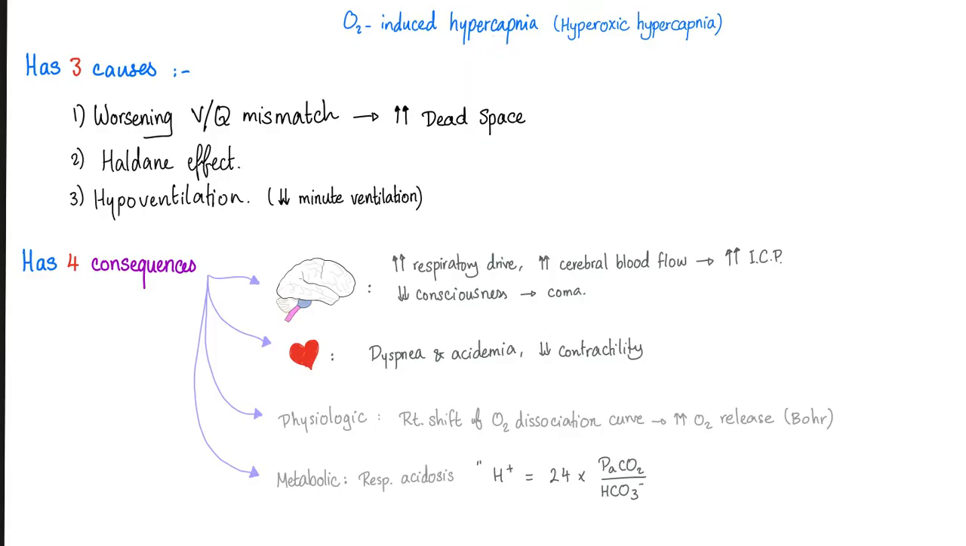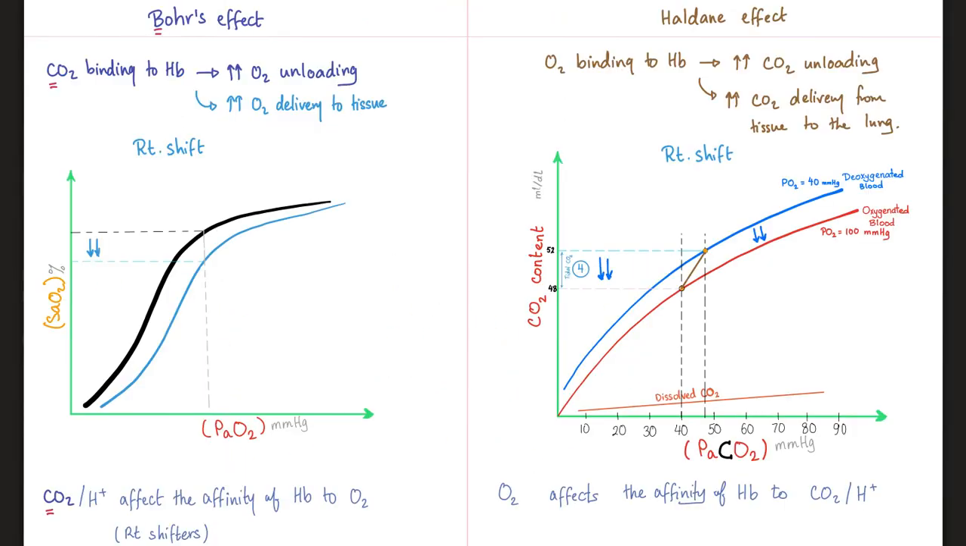Oxygen-induced hypercapnia has 3 main causes and 4 main consequences. I'll leave you to read them, so easy. Let's compare the Bohr effect and the Haldane effect. Definition: Bohr effect, B, so start with a C. When CO2 binds to the hemoglobin, oxygen tends to leave. This is increased oxygen delivery to the tissue. What is the Haldane effect? When oxygen binds to the hemoglobin, CO2 tends to leave. This is called increased CO2 unloading or increased CO2 delivery.